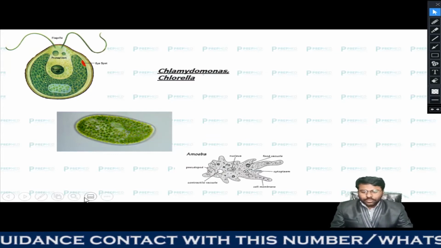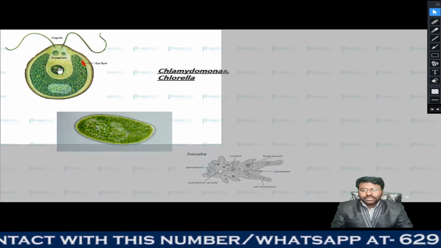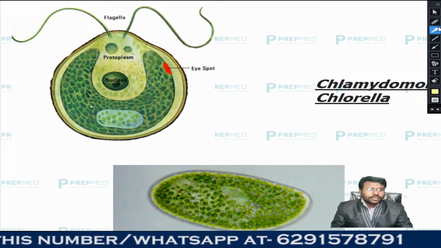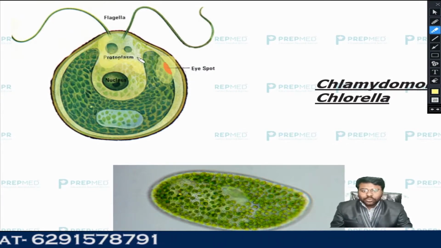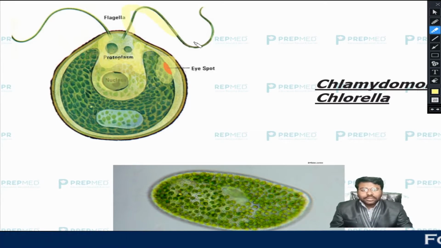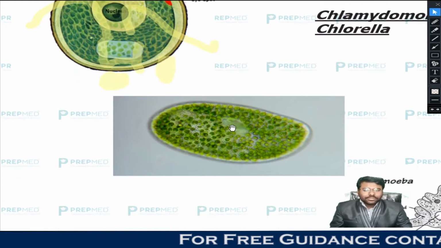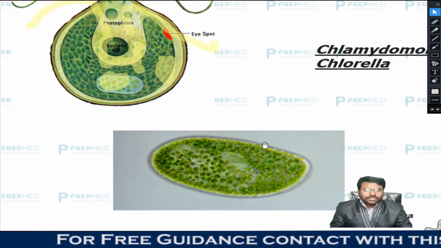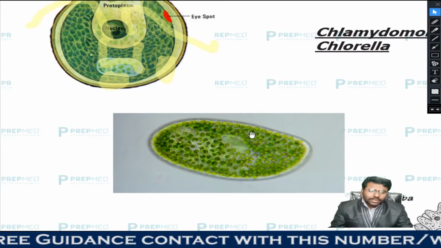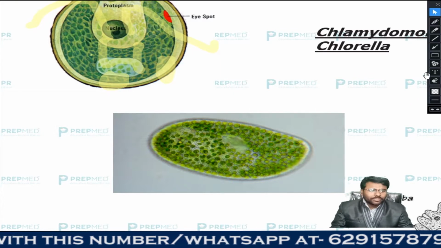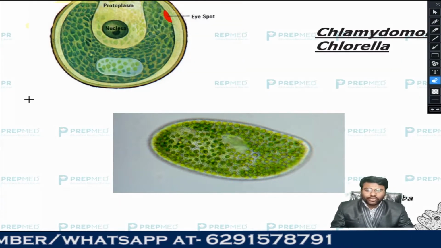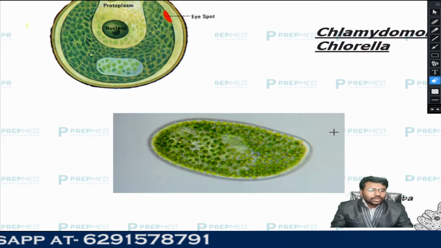Okay, so first of all I want to discuss Chlamydomonas. This is the red spot, this part is the protoplasm, and this is the nucleus. You all know that, and there are two flagella. When I am talking about Chlorella, you can clearly notice there are many green vacuoles present inside the Chlorella, so it is very easy to identify. Okay, and now coming to the amoeba.